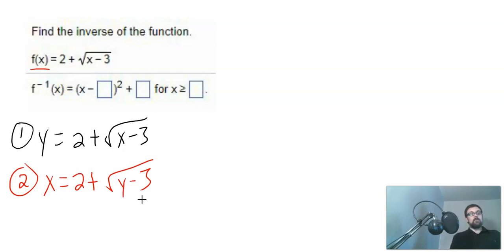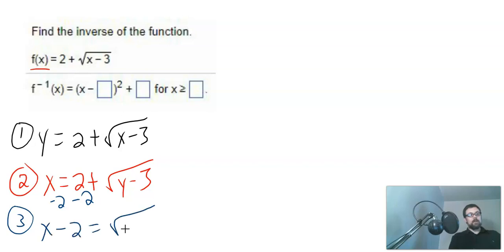Step 3, we're going to solve this for y now. The first step here would be to get rid of the 2, which is being added to the square root. So to cancel it out, we need to subtract it. So we get x minus 2 on the left-hand side equals square root of y minus 3. We talked about back in chapter 1 solving square root equations.